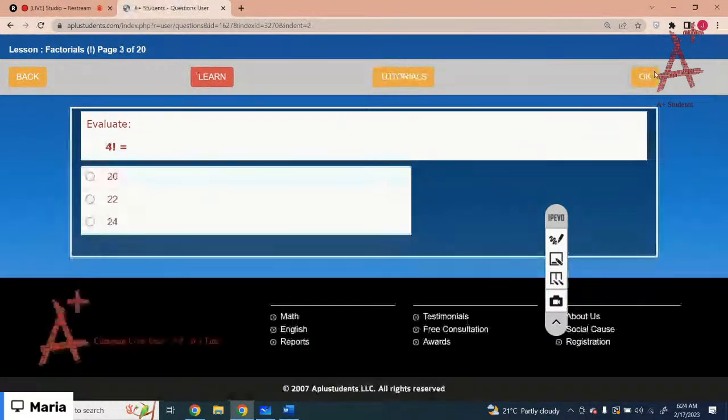Okay, the next one is 4 factorial. 4 factorial means you have to start with 4 and multiply all the numbers that are between 4 and 1. So it would be 4 times 3 times 2 times 1. So 4 times 3 is 12 and 12 times 2 is 24.